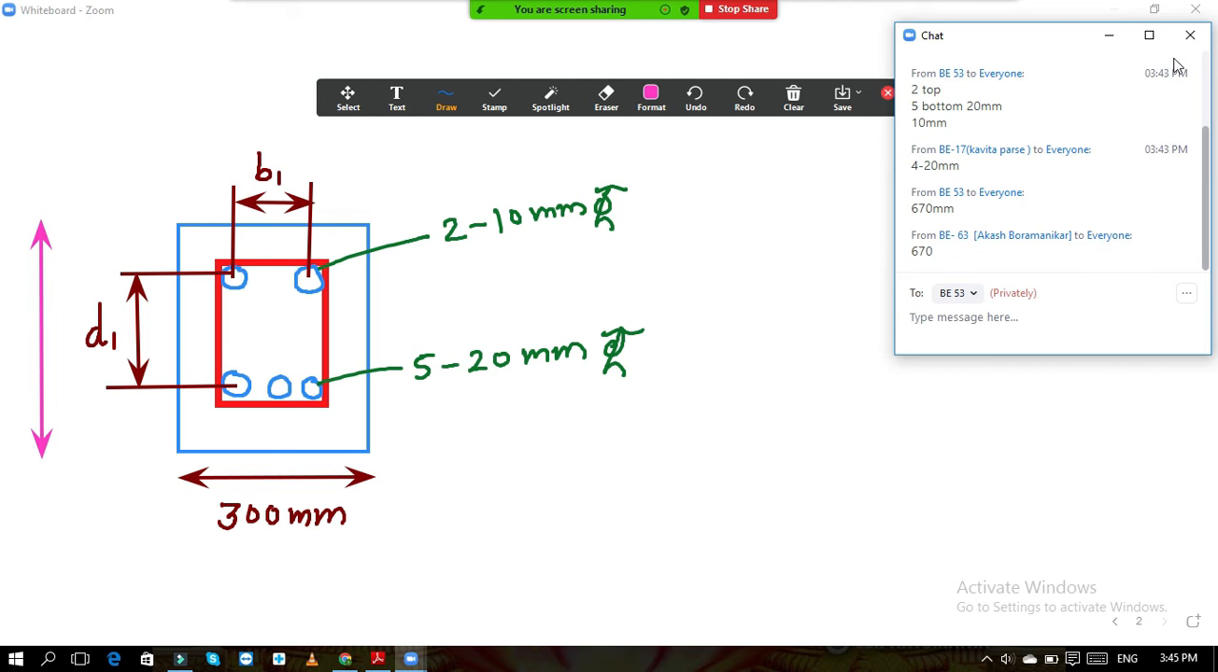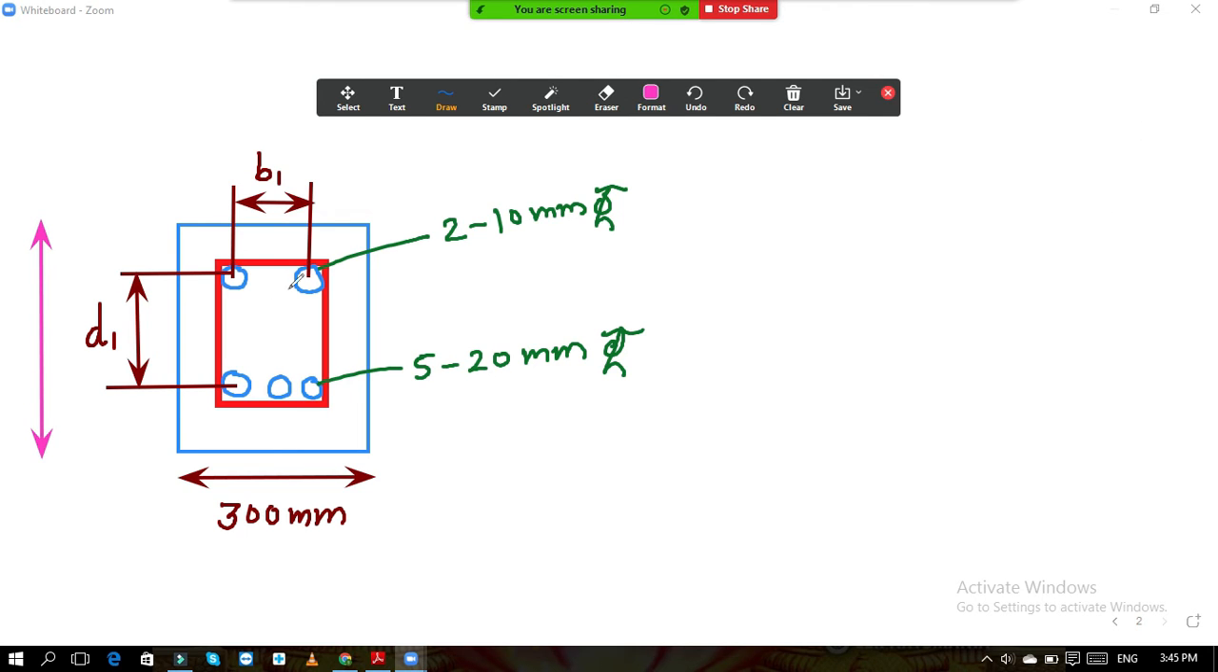670 mm. Okay. This is our overall depth. So this depth is nothing but 670 mm. Now B1 is equal to, so B1, this total is 300 minus this clear cover we have assumed, 25 mm.